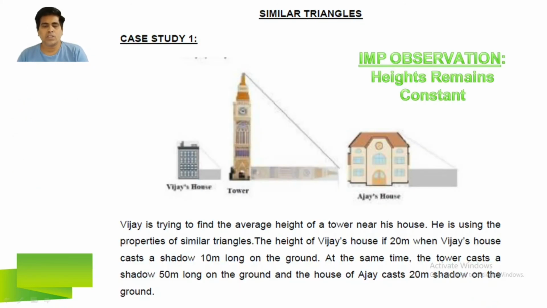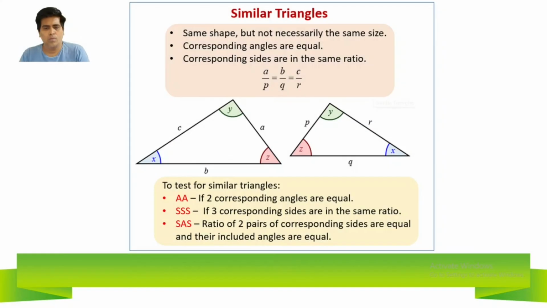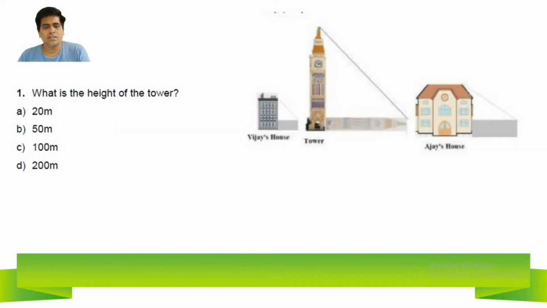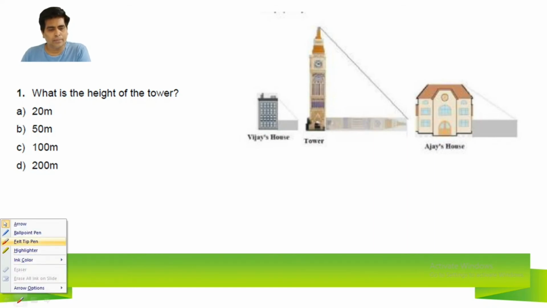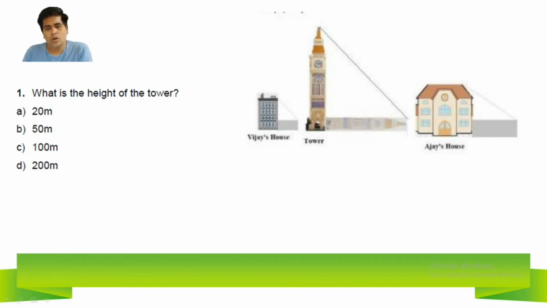So the case study number 1, we can solve quickly in this way also. Let us see the first question here, and how we are solving very quickly. Clearly this is 20, the height of Vijay's house, and the shadow is 10 meters. And here it is 50 meters, the shadow of the tower, and 20 meters, the shadow of Vijay's house. He has given this information in the case study.